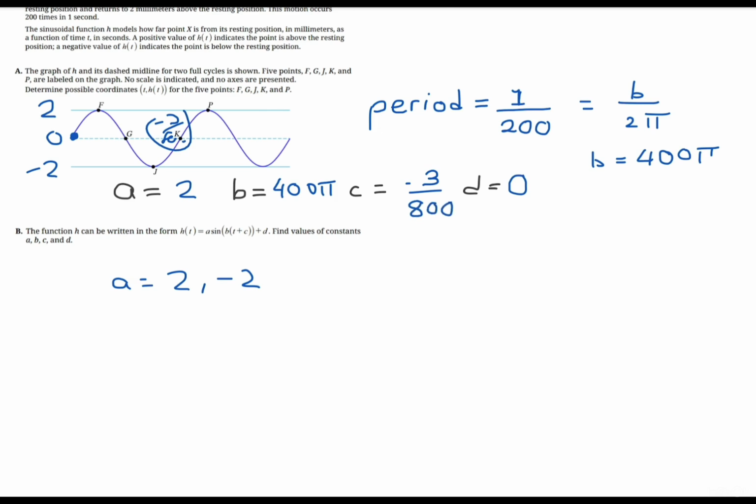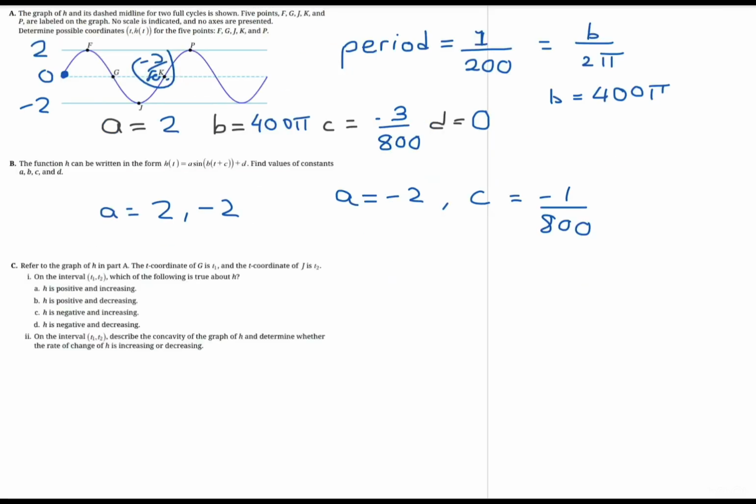This took me a lot of time because I was a bit confused between amplitude and the horizontal shift and stuff. But yeah, here's an answer. Or another answer that they will accept is if you have B and D as the same, but if you have A as, let's say, negative 2, in that case, you'll have C to be negative 1 over 800. They will accept both of these answers. Okay, let's move on to the last part.